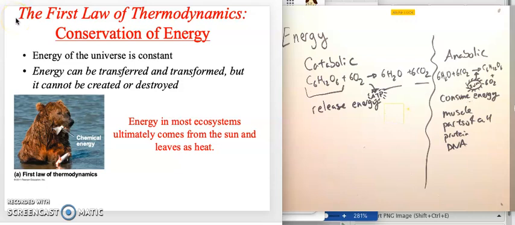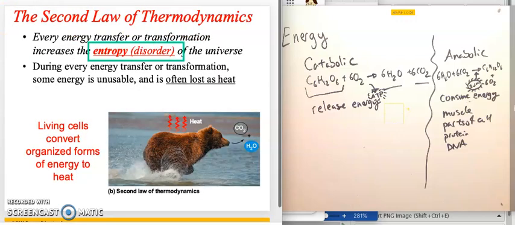In biological systems, the source of energy is the sun, and it gets fixed into organic molecules in the process of photosynthesis, and then when organisms use that energy up, it dissipates as heat energy. The second law of thermodynamics is the law of entropy. The law of entropy says that energy transformations increase the disorder in the universe, or the entropy.